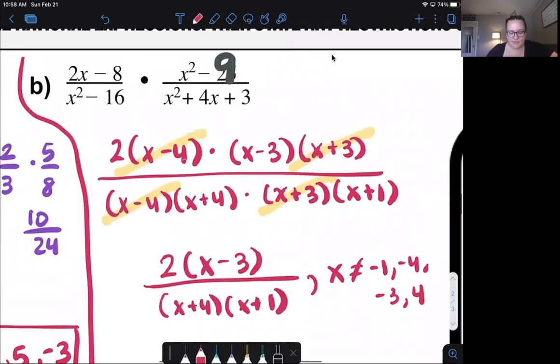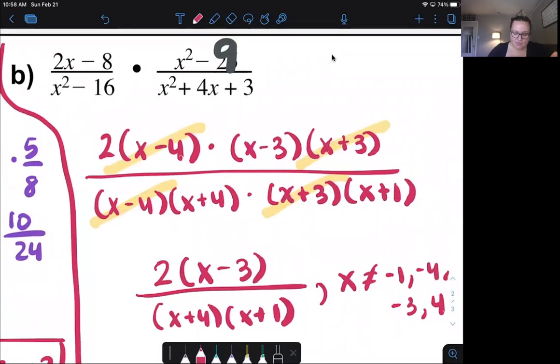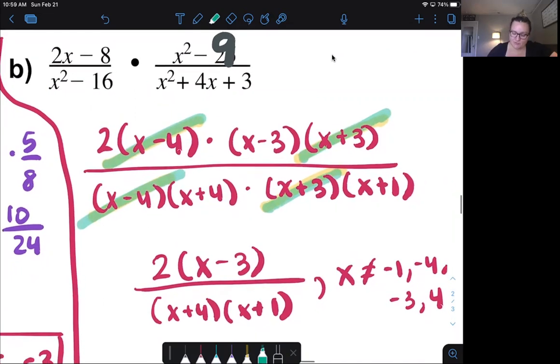All right, so I factored 2x minus 8 to 2 times x minus 4. X squared minus 9 is x minus 3 times x plus 3. X squared minus 16 is x minus 4 times x plus 4. X squared plus 4x plus 3 is x plus 3 times x plus 1. So a lot of things simplified right away. X minus 4 divided by x minus 4, x plus 3 divided by x plus 3. So I'm left with 2 times x minus 3 over x plus 4 times x plus 1.